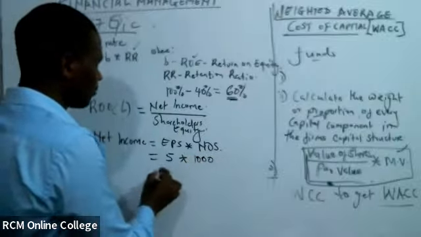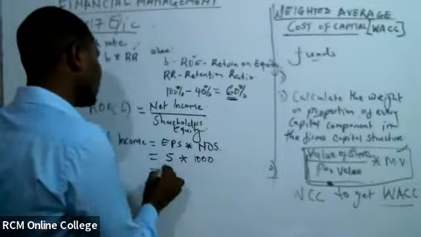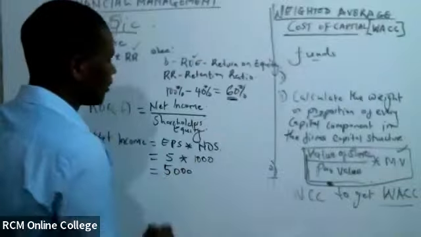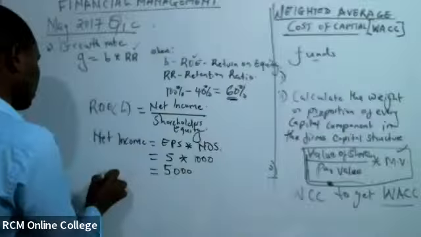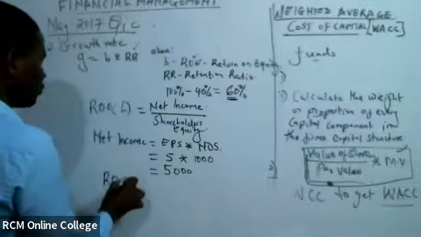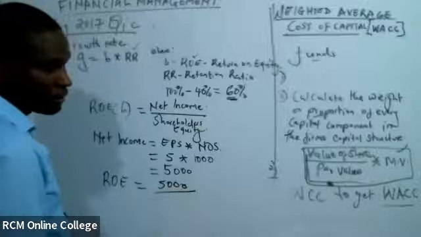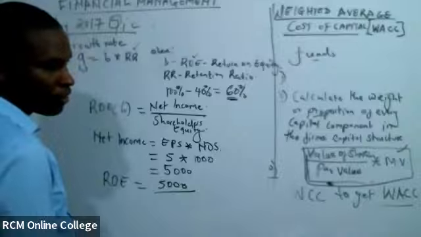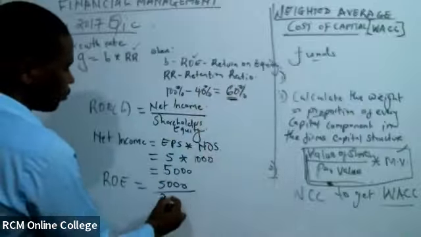So with that, we are able to get our net income as 5,000. I'm done, because I know that I'm now able to get my ROE, my return on equity, which will be given by 5,000 divided by what? What is our shareholders' equity? Shareholders' equity is the value of shares, the 20,000.